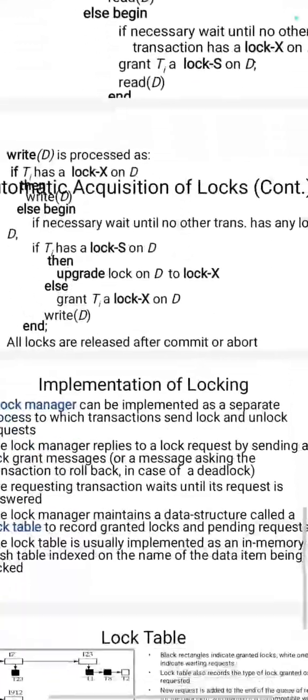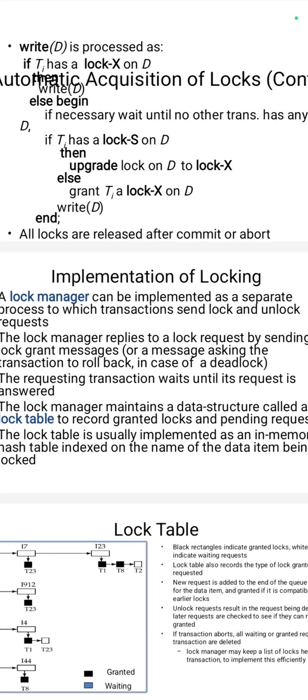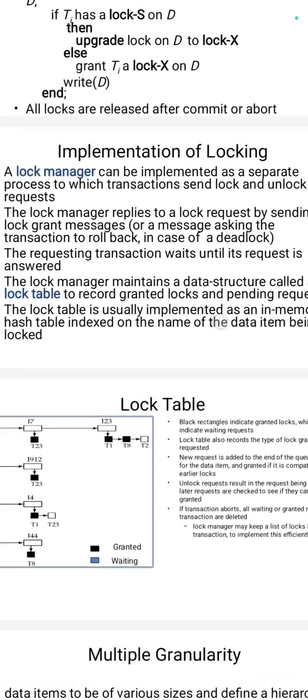Now, implementing the locking mechanism. A lock manager can be implemented as a separate process to which transactions send lock and unlock requests. The lock manager replies to a lock request by sending a lock grant message. The requesting transaction waits until its request is answered. The lock manager maintains a data structure called a lock table to record granted locks and pending requests. The lock table is usually implemented as an in-memory hash table indexed on the name of the data item being locked.